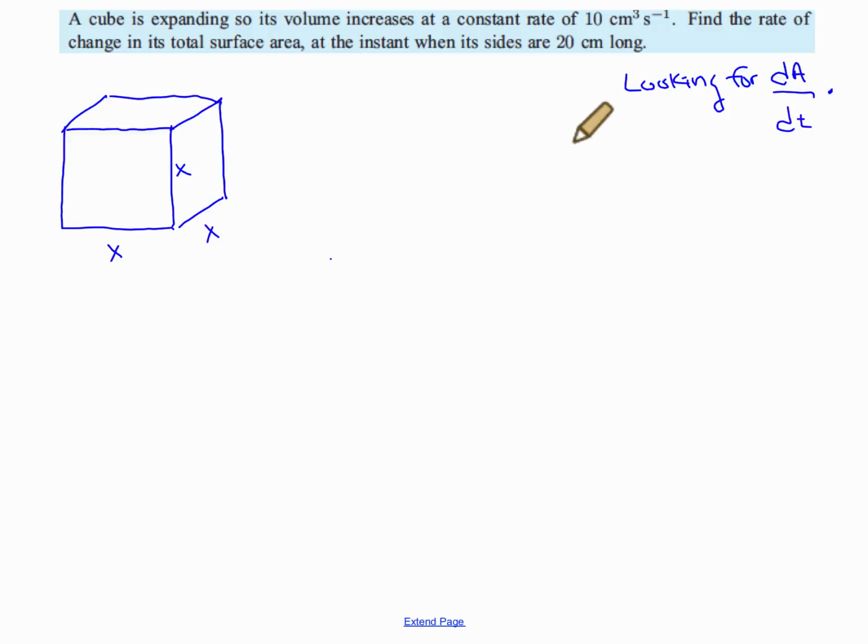And what are we dealing with here? We are dealing with surface area, and we are dealing with volume. We're looking for dA/dt, so let's get a formula that involves the surface area. Well, there's 6 sides to a cube, and the area of each side is x squared. So the surface area A is equal to 6x squared. So dA/dt, and that's our goal, is equal to 12x dx/dt.